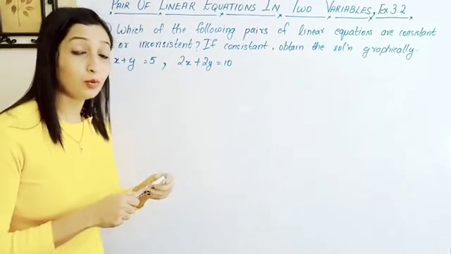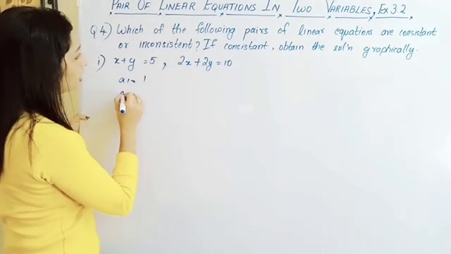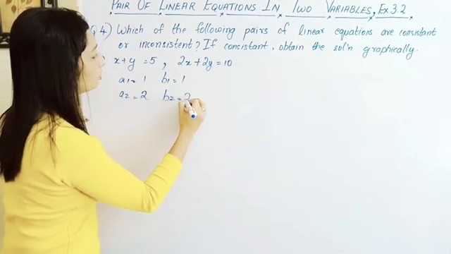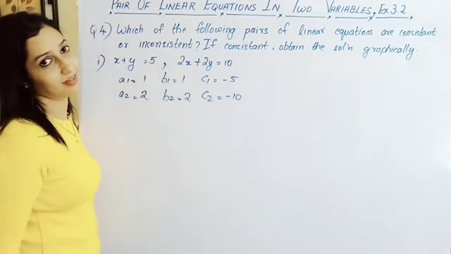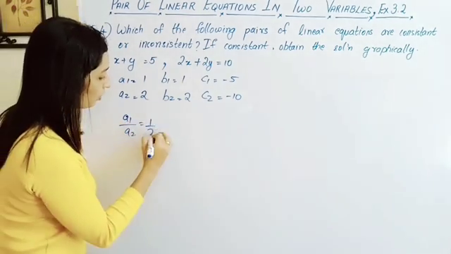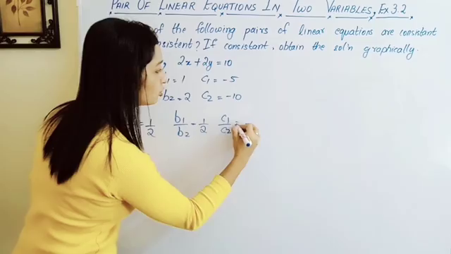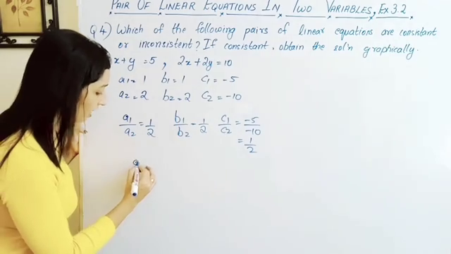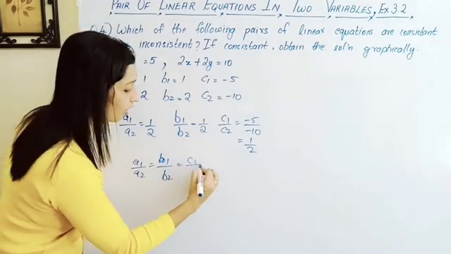We find out our a1, a2, b1, b2 and c1, c2. So let's write them. a1 is equal to 1, a2 is equal to 2. b1 is equal to 1, b2 equals 2, c1 equals minus 5, c2 equals minus 10. Now our next step is to find out our ratios. So a1 by a2 is equal to 1 by 2, b1 by b2 is equal to 1 by 2 and c1 by c2 is equal to minus 5 by minus 10, which is again 1 by 2. So we have got a1 by a2 equals b1 by b2 equals c1 by c2.